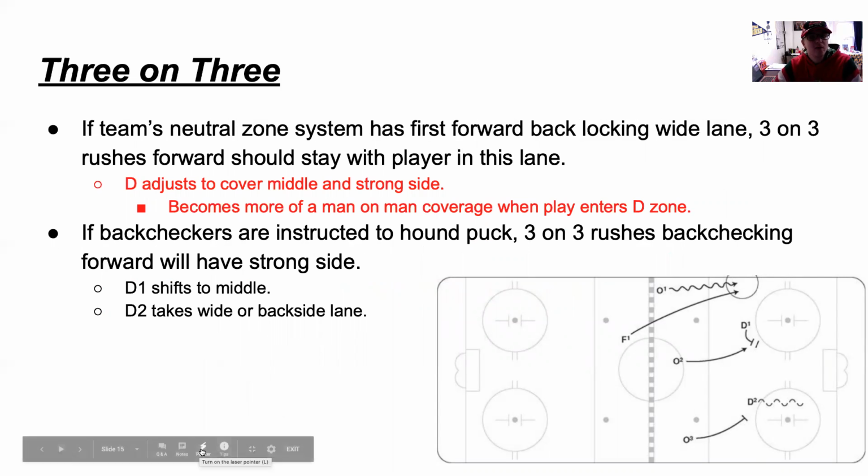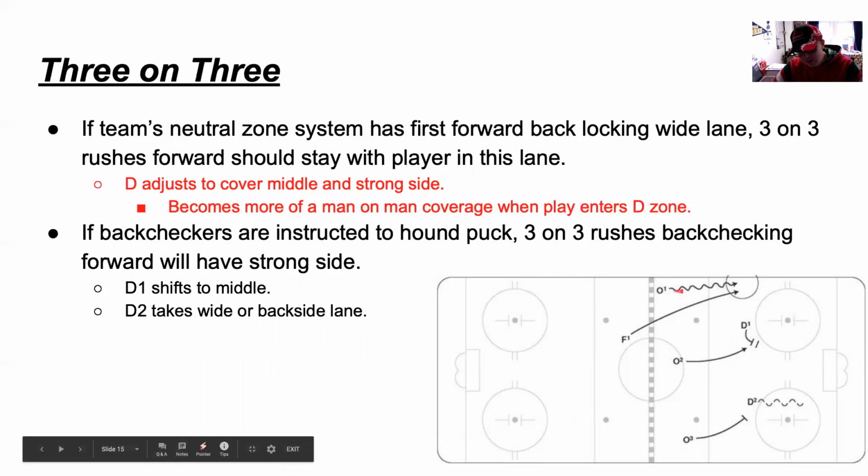And if a team's neutral zone system for 3-on-3 has the first forward back locking wide lane, 3-on-3 rushes forward should stay high with the player in this lane. And the D adjusts to cover middle and strong side, and this becomes more of a man-on-man coverage when play enters the D zone. And if the back checkers are instructed to hound the puck, 3-on-3 rushes back checking forward will have the strong side, which from this, D1 will shift to the middle, and D2 will take the wider backside lane. So we take a look here, okay?